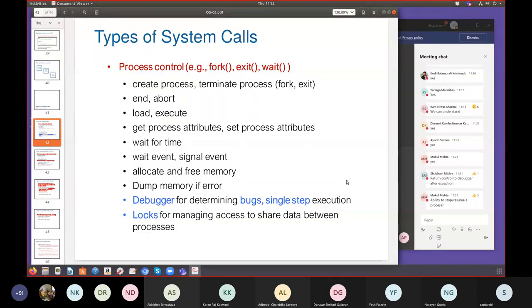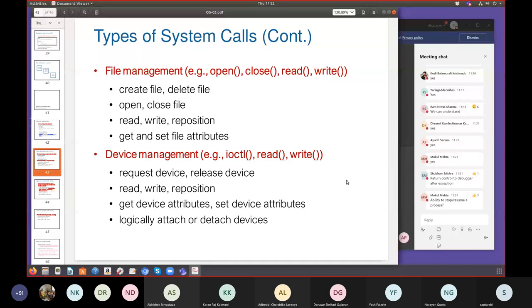Okay, let's move on. The previous slide showed some examples of system calls for process control. Now there are more system calls for file management, like opening a file, closing a file, reading and writing, getting and setting file attributes, and so on. These are what printf, scanf, gets and puts use internally. In a C program we write printf, scanf, gets, and puts; internally they use these system calls: open, close, read, write.